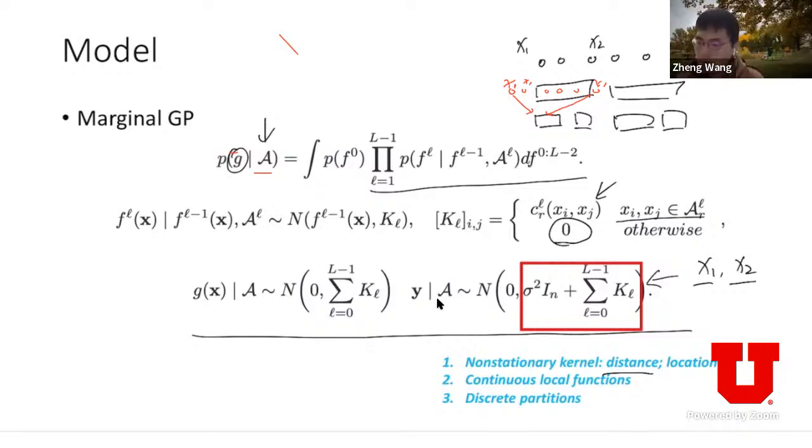So it's very simple to construct a non-stationary kernel. They also said it's both continuous and discrete. Continuity is reflected from the local covariance function that uses their relative distance to calculate the covariance, and the discretization is reflected from the discrete partition.